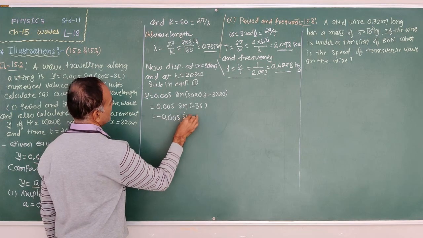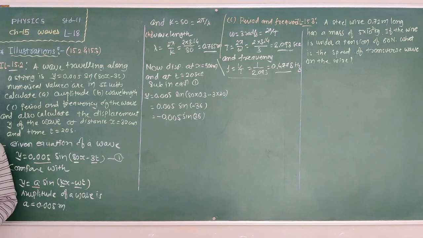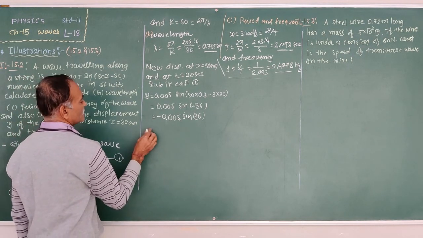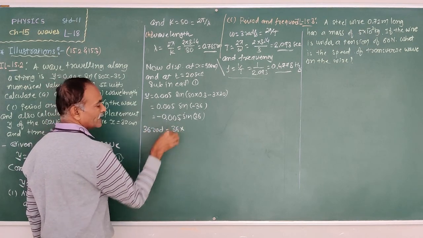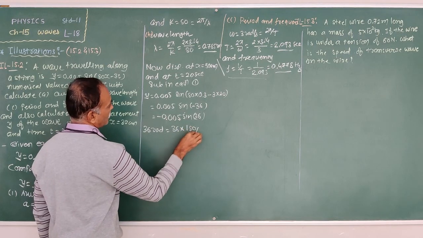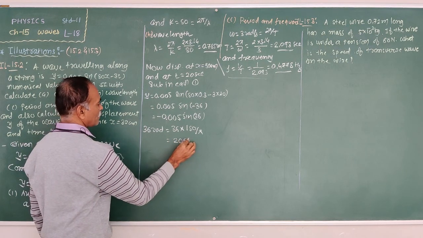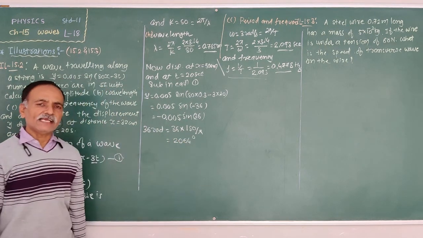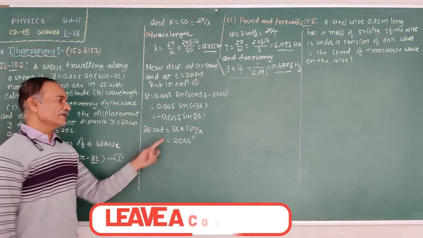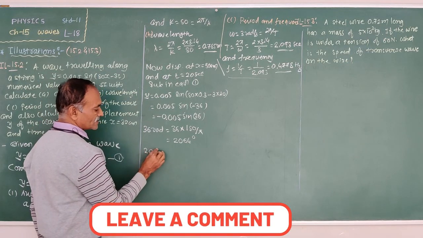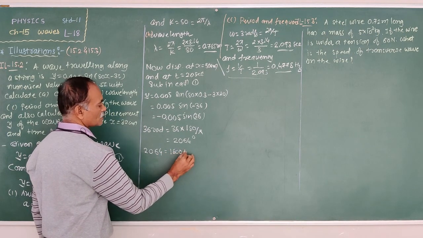0.005 sin 36. Now here the 36 is in radian, we have to convert it into degree. Therefore, 36 radian is equal to 36 into 180 upon pi. Therefore, we obtain 2064 degree. So directly, we can't obtain the sine value of this degree. Therefore, we divide this 2064 into 1800 plus 264.